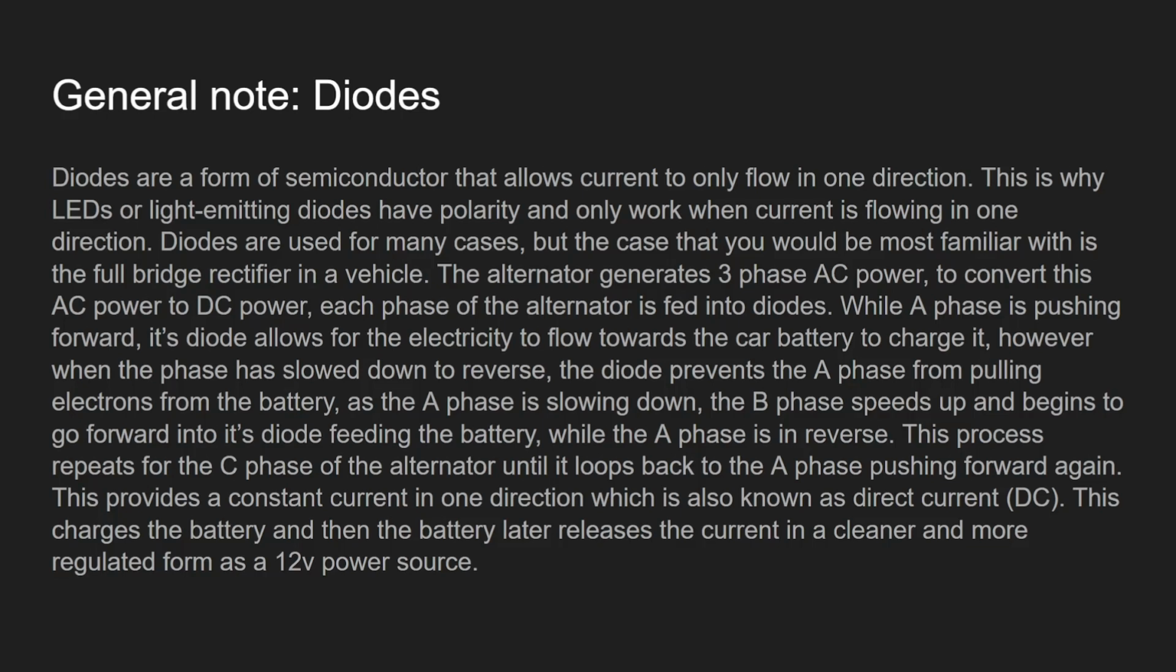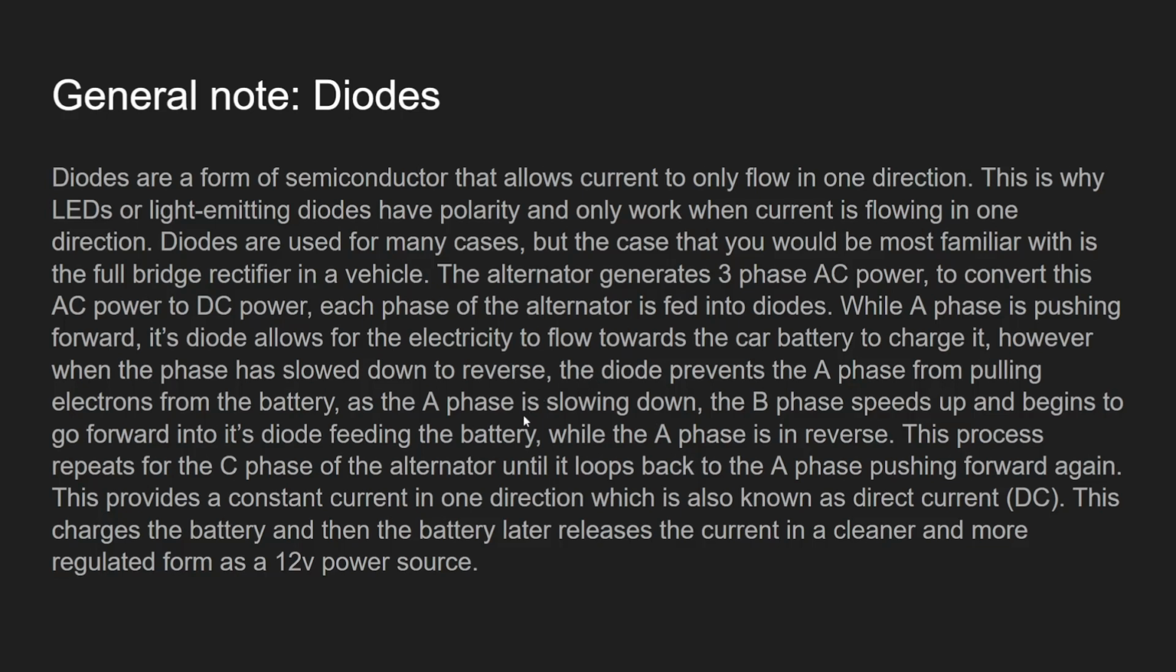The alternator in the vehicle generates three-phase AC power. To convert AC power to DC power, each phase of the alternator is fed into diodes. They each have their own diode. While A phase is pushing forward, its diode allows for electricity to flow towards the car battery to charge it. However, when the phase has slowed down to reverse, the diode prevents the A phase from pulling electrons from the battery.